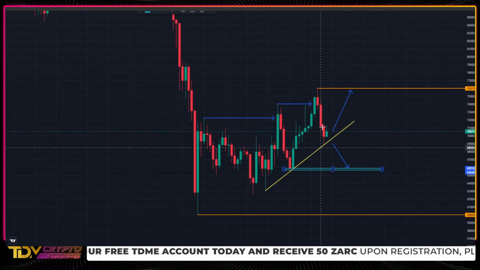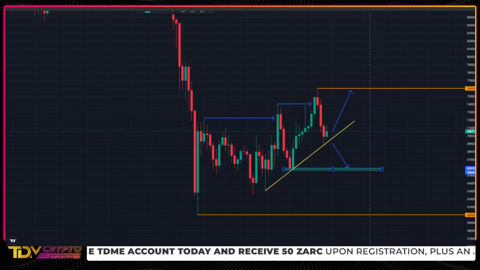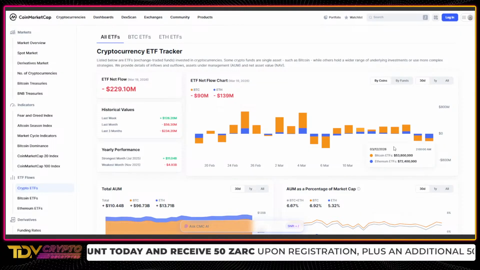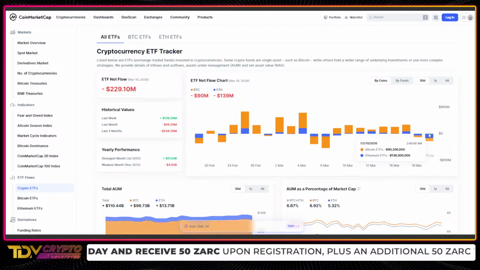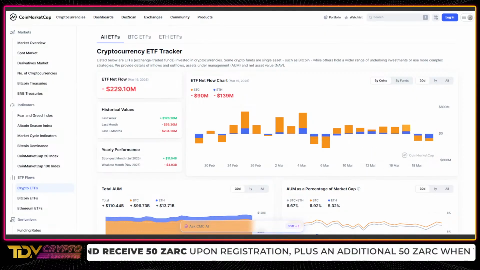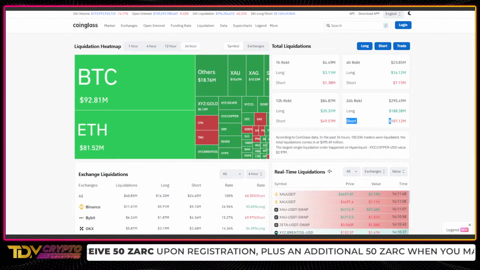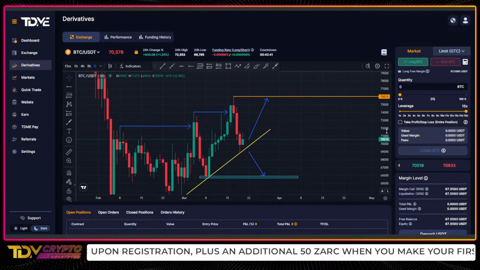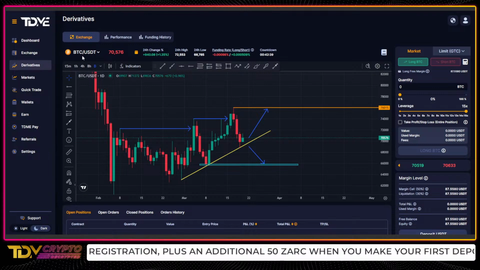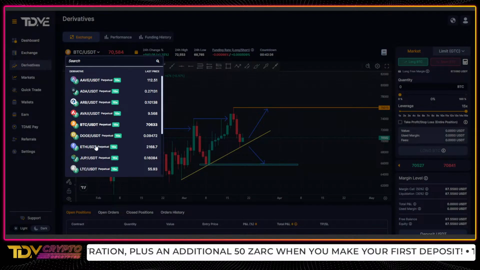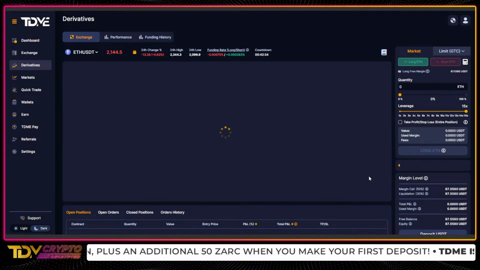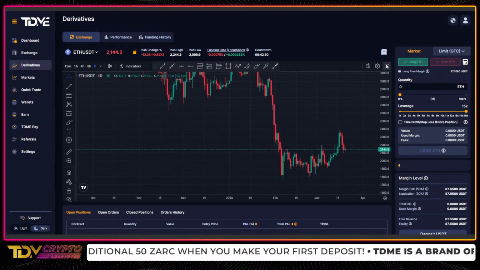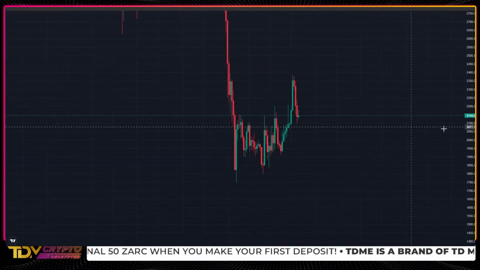It's undecided at the moment. All right, so that is how Bitcoin is looking. Obviously, if the outflows continue, then definitely we are going to see Bitcoin pushing towards the downside. And then you've got Ethereum, which is almost similar to what Bitcoin is doing.